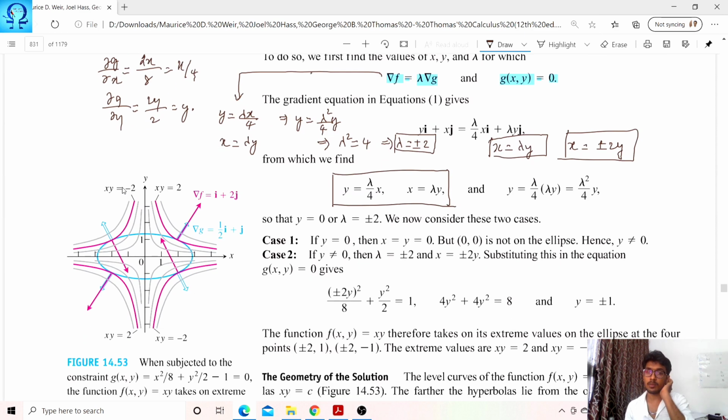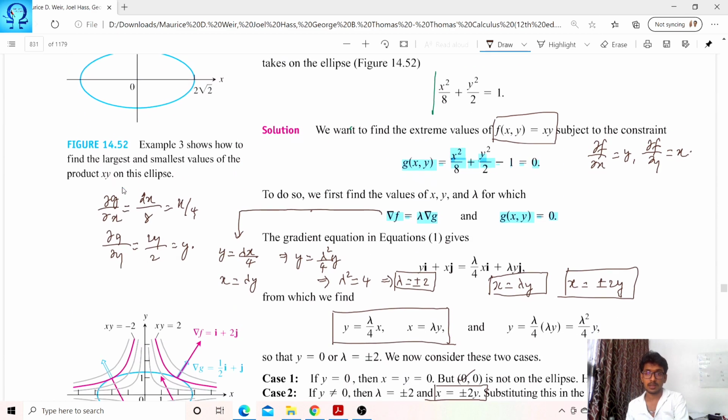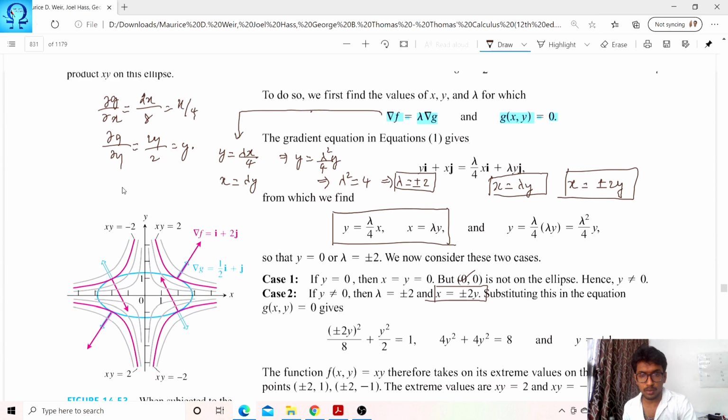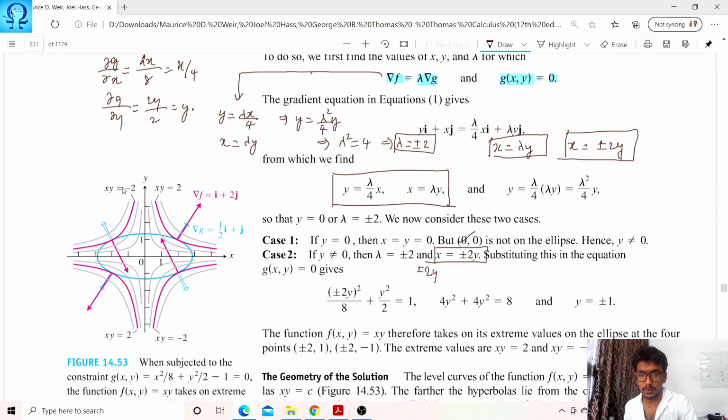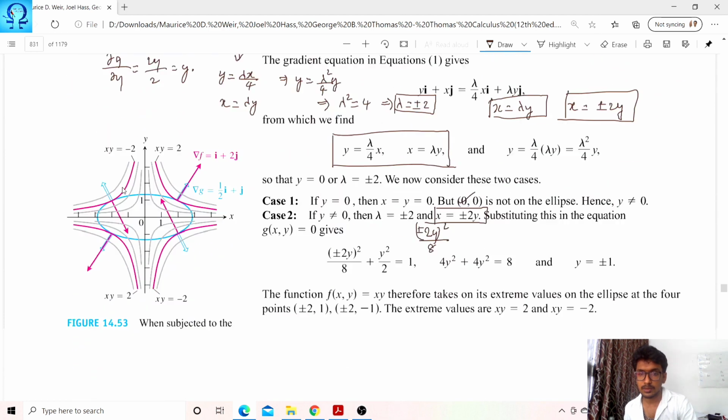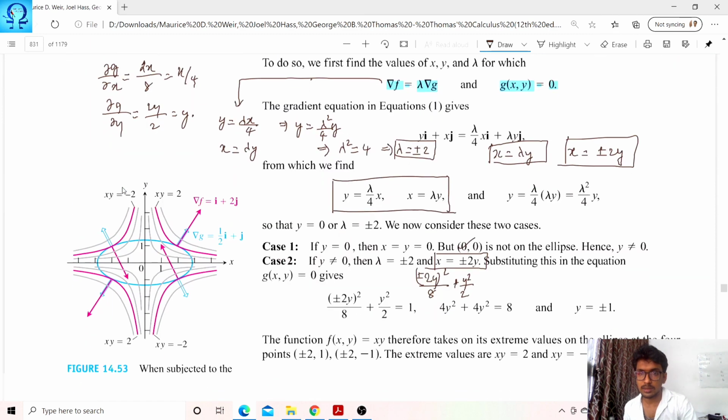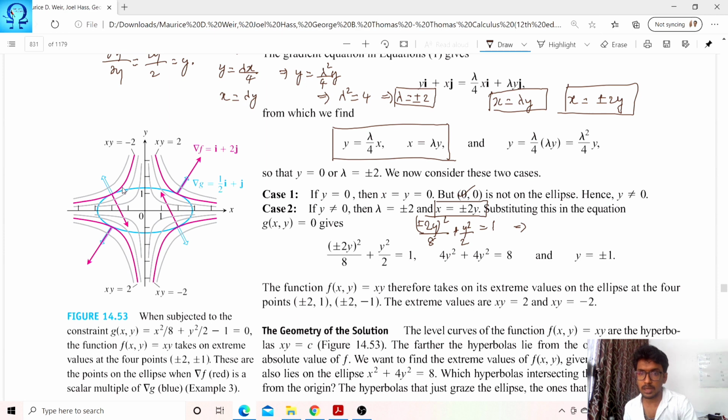Now, let us consider the case when my y value is 0. If y is 0, that forces x to also be 0. But you can see very well that the point (0, 0) is not lying on the ellipse, so this cannot be the case. So when y is non-zero, you get x to be plus or minus 2y. If you substitute that in the given equation g, that is x squared upon 8 plus y squared upon 2 equals 1, this becomes 4y squared upon 8 plus y squared upon 2 equals 1, which is y squared upon 2 plus y squared upon 2 equals 1. Therefore y squared is 1.